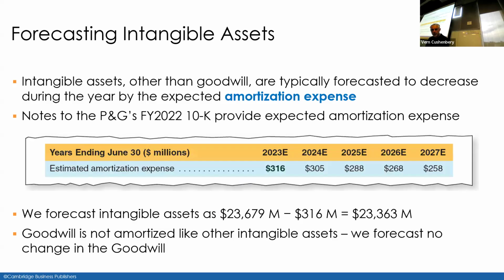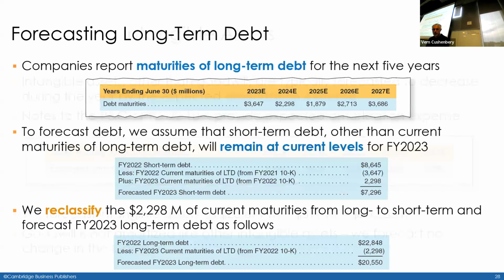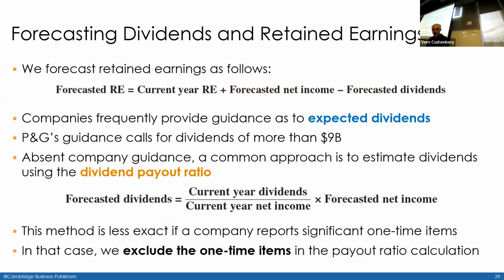Okay, intangible assets. Should be able to find a table that shows estimated amortization expense, or at least what it has been historically, and then you go through the same process as we just did for depreciation. Again, we're talking small dollars here, so don't get hung up on forecasting the pennies. There's no benefit in forecasting the pennies.